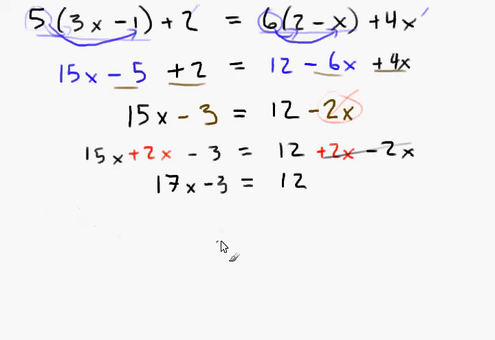Now, let's add 3 to each side. 17x is equal to 15. And then divide both sides by 17, the coefficient on x. And that's our solution. And that wraps up this section.